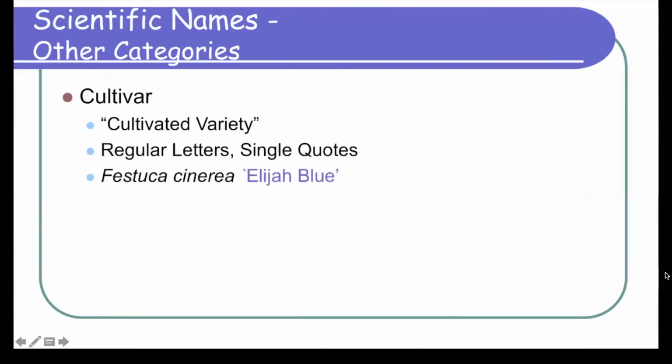You can also have cultivars. Cultivars are cultivated varieties. With cultivars, you're going to have the genus, the species, and then in single quotes, not italicized, you're going to have the cultivar name. They give us the example of Elijah Blue fescue grass, and the genus is Festuca. The species is cinerea, and then the cultivar, which is in single quotes with regular letters, is Elijah Blue.